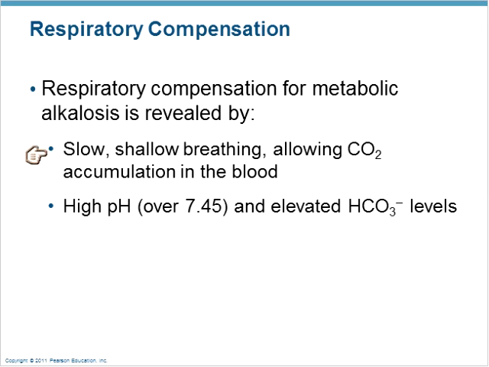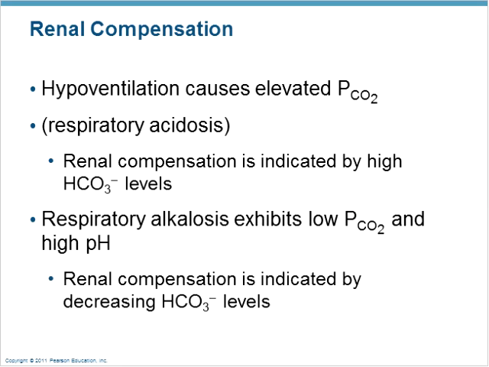Respiratory compensation for metabolic alkalosis is revealed by slow, shallow breathing, allowing CO2 to accumulate in the blood, with a higher pH of 7.45, and causes an elevated HCO3 bicarb. Renal compensation, or metabolic response: hypoventilation causes an elevated PCO2 in respiratory acidosis. The renal compensation is indicated by high HCO3 levels. Respiratory alkalosis exhibits a low PCO2 and a high pH. The renal compensation is indicated by decreasing HCO3 levels, bicarb levels in the blood.